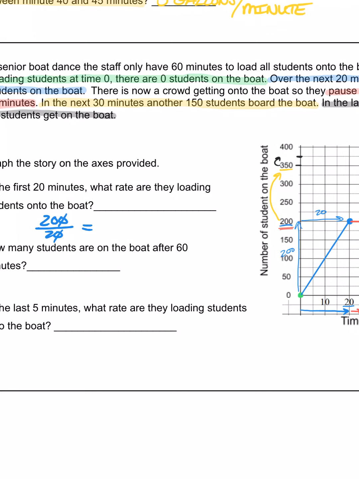Okay, well, 200 divided by 20, eliminate 1, 0 for the 10. 20 divided by 2 is 10. It's going to be 10 students per minute.